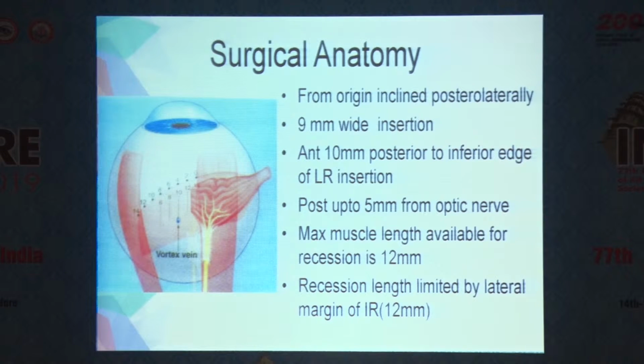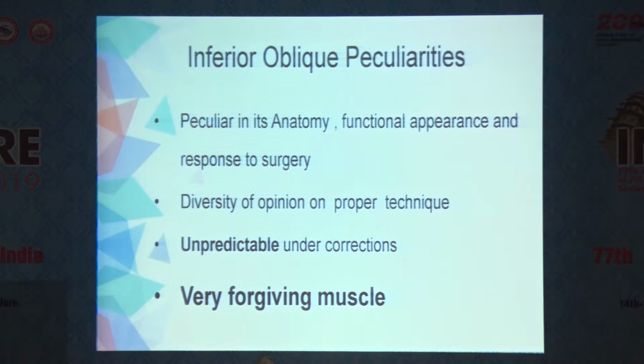This is very important when you are looking for the inferior oblique. It is quite easy to detect. You just have to hold the lateral rectus and then go at least 10 millimeter posterior, and the anterior edge of inferior oblique is posterior to the inferior edge of the lateral rectus insertion. Posteriorly, it is up to 5 millimeter from the optic nerve, very close to the optic nerve, and the maximum length available for recession is 12 millimeters. This is limited by the lateral margin of the inferior rectus. So you cannot recess an inferior oblique beyond 12 millimeters.